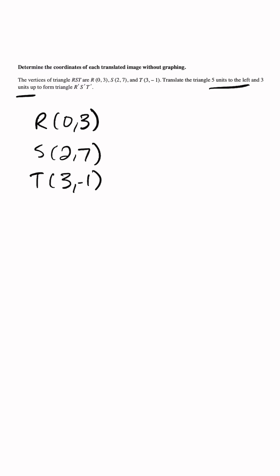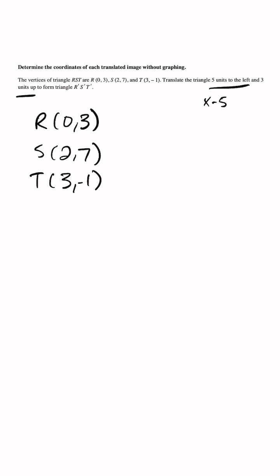So I'm going to list each point out so I can see the ordered pairs. So we have (0, 3), (2, 7), and (3, -1). Now, since they say that we're going 5 units to the left, that tells me that we're going to subtract 5 from each of our x values. So I'm going to go ahead and write x - 5 right there.